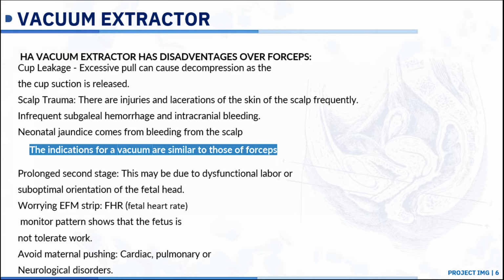The indications for vacuum are similar to those of forceps. Prolonged second stage, this may be due to dysfunctional labor or suboptimal orientation of the fetal head. Worrying EFM strip, FHR, fetal heart rate monitor patterns show that the fetus is not tolerating labor. Avoid maternal pushing in cardiac, pulmonary, or neurosurgical disorders.